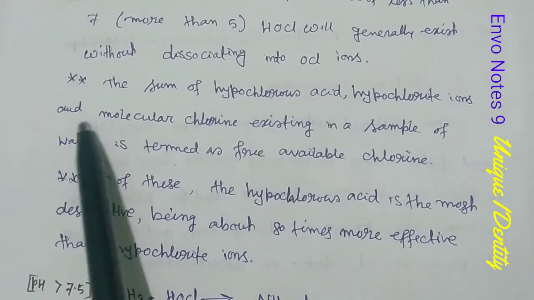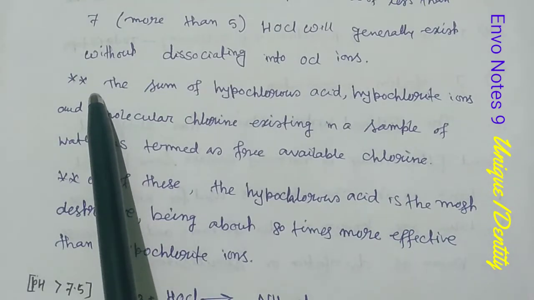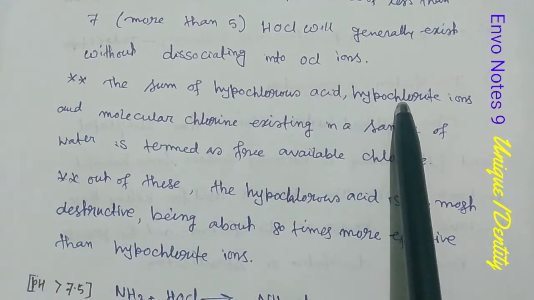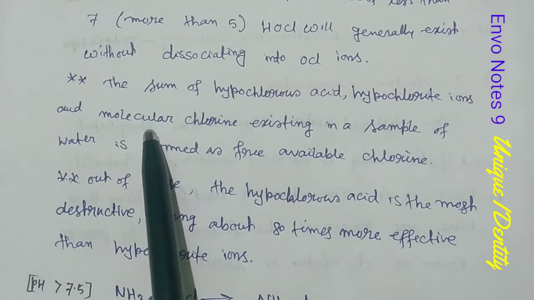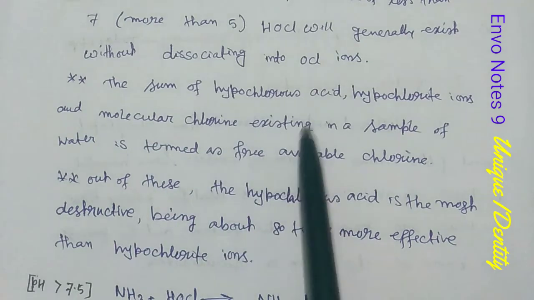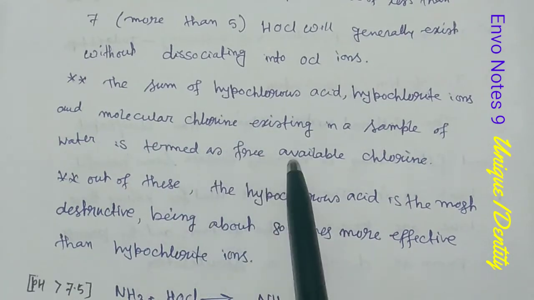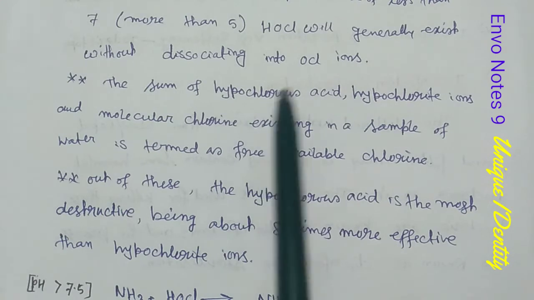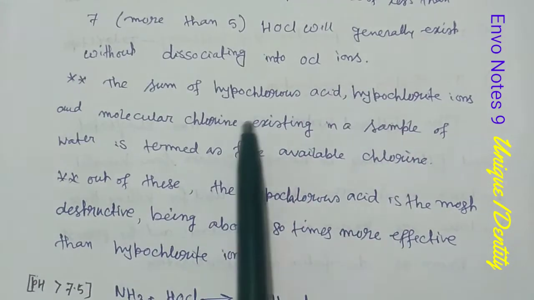Here I have given a one-liner: the sum of the hypochlorous acid, hypochlorite ion and molecular chlorine existing in a sample of water is termed free available chlorine. So these are all the forms of free available chlorine: hypochlorous acid, hypochlorite ion and molecular chlorine.